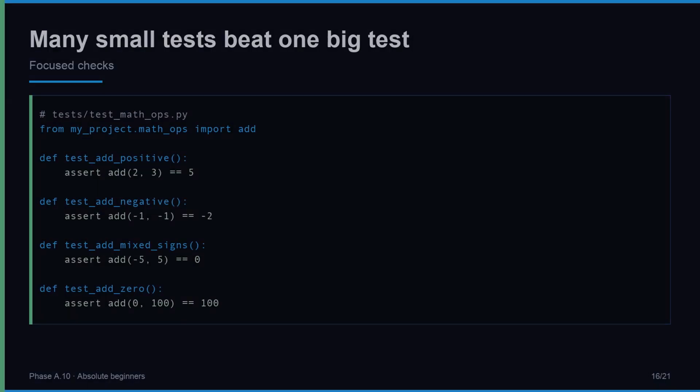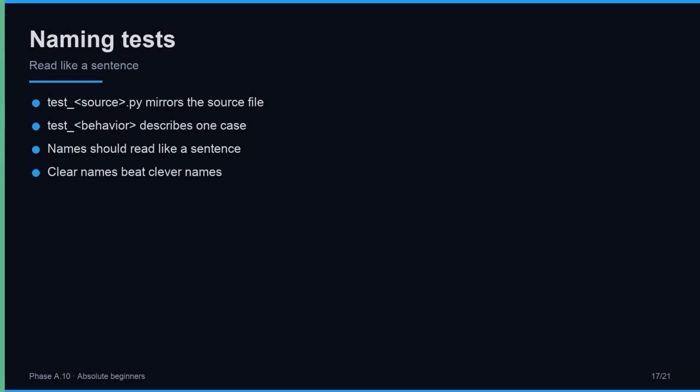Here is a fuller test file, 4 tests for the same function. Notice how each test checks one specific behavior: positive numbers, negative numbers, mixed signs, and 0. Each function has a clear name that describes what it is checking. When one fails, the name tells you immediately what broke. 4 short tests are far better than 1 big test, because a single failure tells you exactly which behavior regressed. Small and focused.